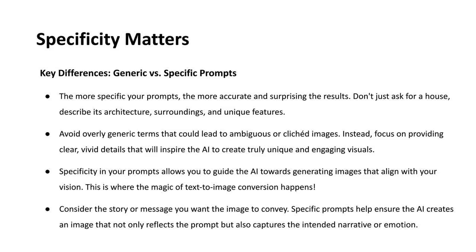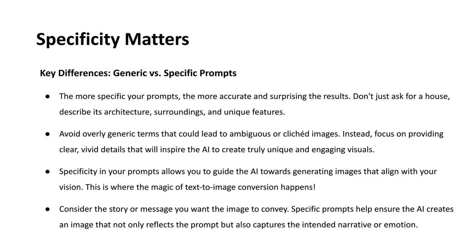Generic terms like house leave the AI guessing, potentially leading to predictable or uninspired outputs. However, using specific adjectives and modifiers injects detail and nuance. Describe a Victorian mansion with a Gothic facade, overgrown with creeping vines and a wrought iron gate guarding the entrance, and the AI has a roadmap to generate a truly unique and evocative image. Specificity is key. The more details you provide about the architecture, surroundings, and even the emotional tone, the more the AI can tailor the image to your vision.